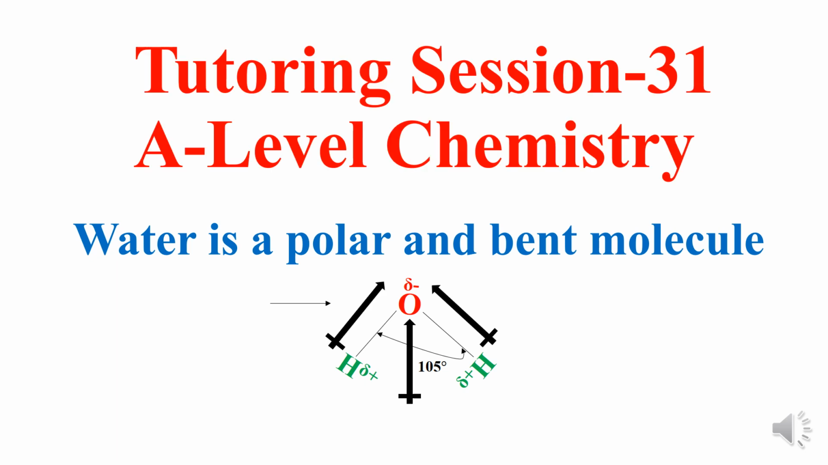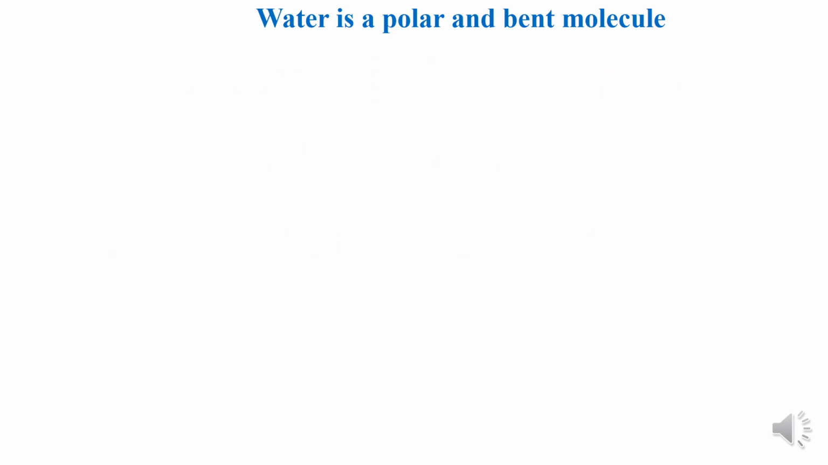Water is a polar and bent molecule. Why is that? Let's find out. The molecular formula of water is H2O. The water molecule has two hydrogen atoms and one oxygen atom.